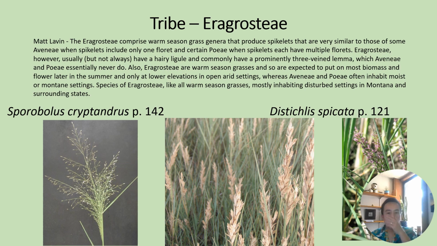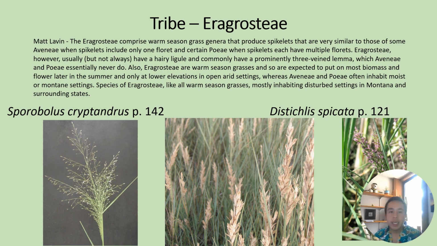So now we're going to get into our next tribe, which is going to be Eragrostideae. A note from Matt Levin: the Eragrostideae comprises warm season grasses that produce spikelets that are very similar to those of Aveneae, when spikelets include only one floret, and certain Poeae, when spikelets have multiple florets. Eragrostideae, however, usually, but not always, like we talked about with exceptions to every rule, have hairy ligules and commonly have a very prominently three-veined lemma, which both Aveneae and Poeae essentially never do. So that's one way you can tell them apart: their prominent three-veined lemma and their distinctly hairy ligule.